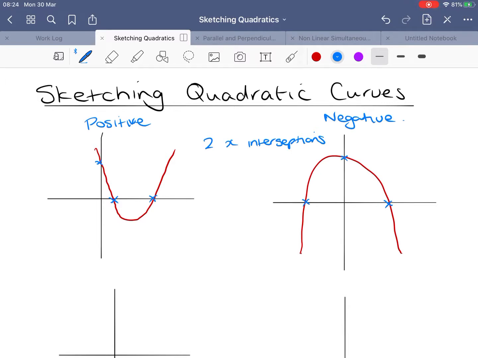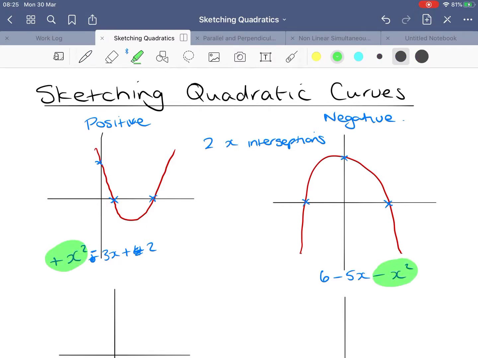Now, positive quadratics always start with a positive x squared. So an example, this could be x squared plus 3x plus 4. Actually, it'd be minus 3x. And it would be plus 2 on the end, something like that. Okay. Now, a negative quadratic might look like 6 minus 5x minus x squared. Okay, so you'd have the minus in front of the x squared. Whether it's a positive or a negative quadratic is always denoted by the sign of the x squared.